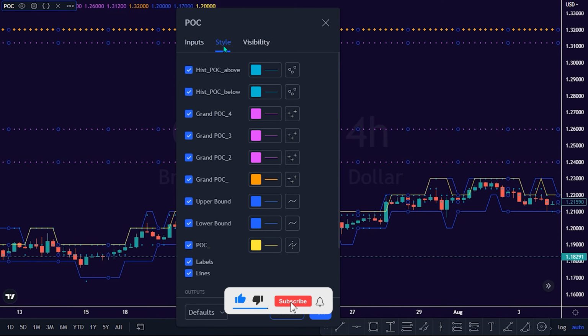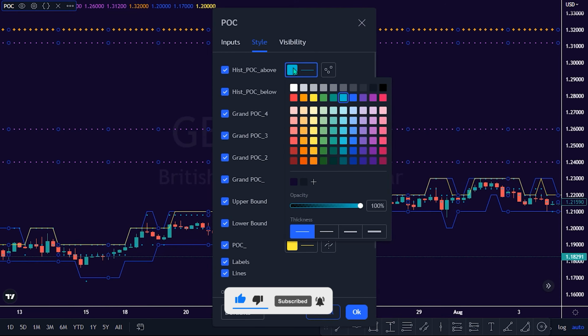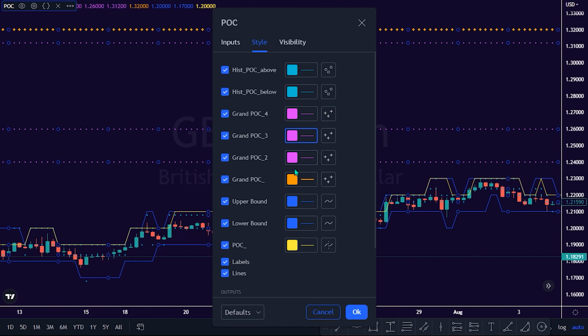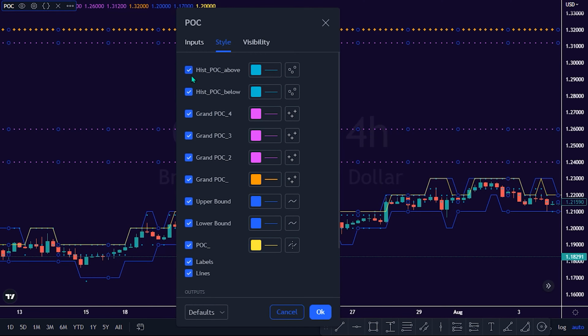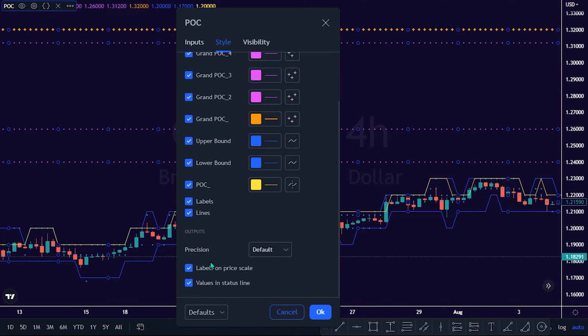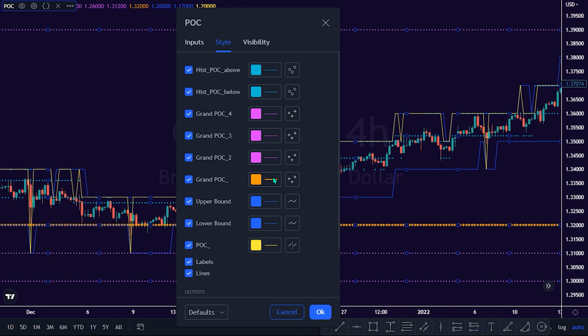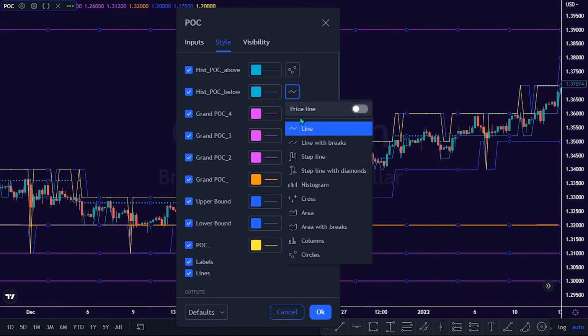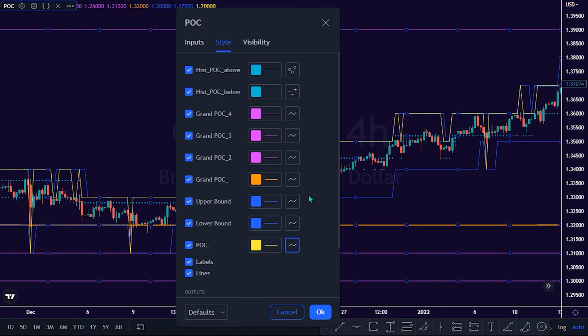Under the Style folder, you can tweak the color settings of the indicator's parameters to the color of your choice. Uncheck the HIST_POC above and below. This trading indicator is suitable for scalping, day trading, and swing trading, but will give the best result when applied as a swing trading strategy. Take note, make sure you apply the Point of Control V2 indicator to trade in the direction of the trend, no matter any type of trading methodology you wish to execute in the market.